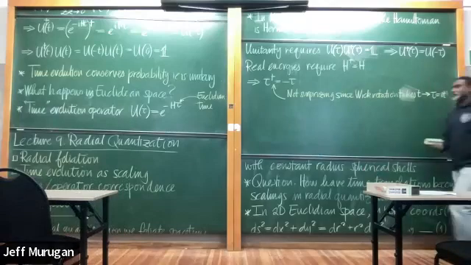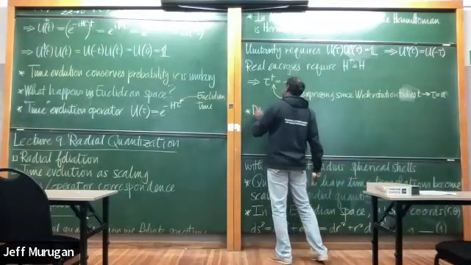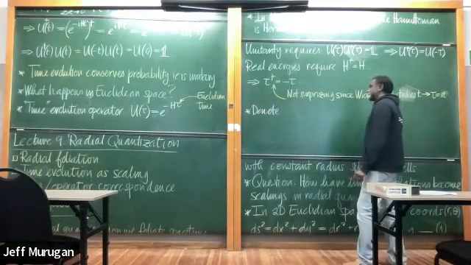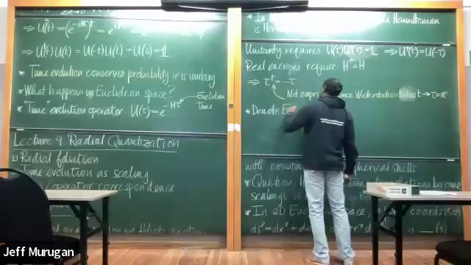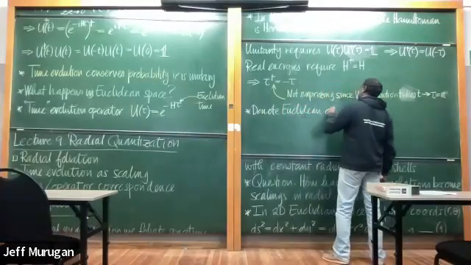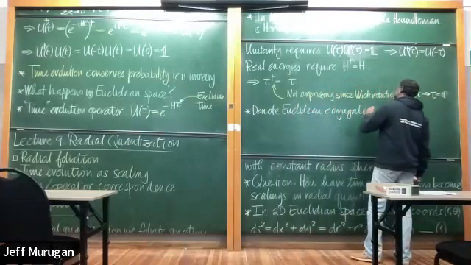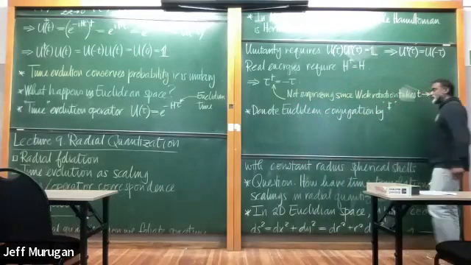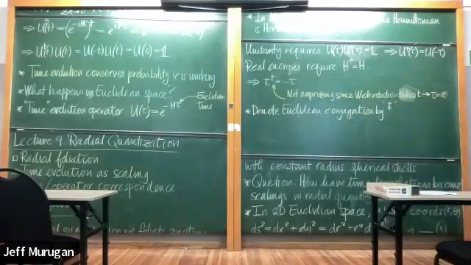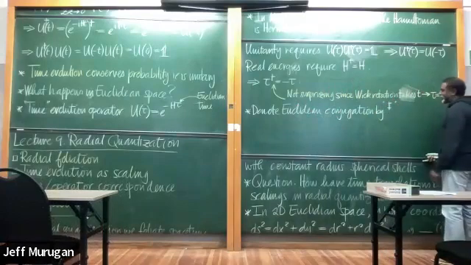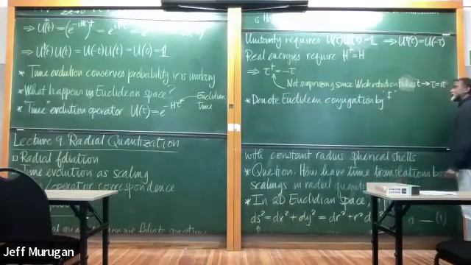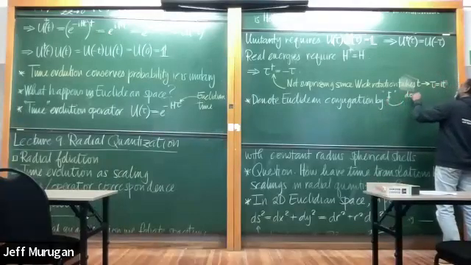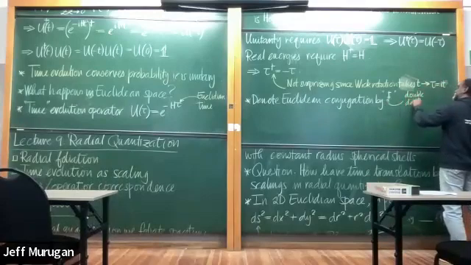So let's see what we just learned. If you denote Euclidean conjugation by a double dagger, to distinguish it from Minkowski conjugation, single dagger, double dagger.